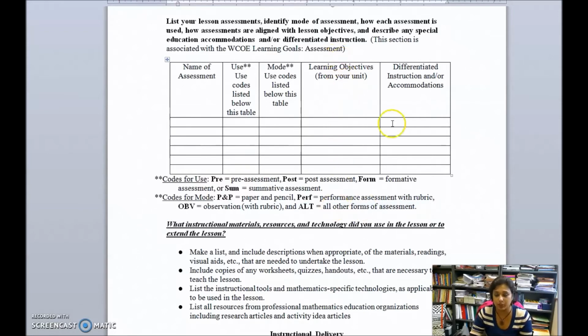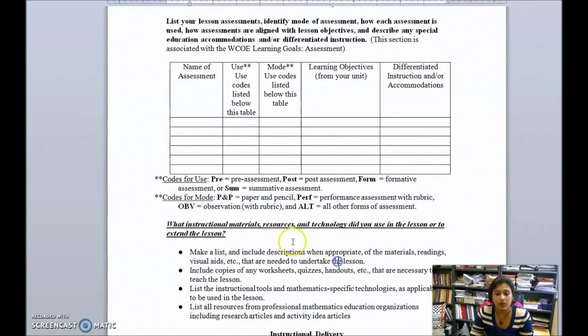You'll put your learning objectives, and you have to differentiate instruction for the assessment. What are you going to do? An example I will give you is, let's say you're doing a Kahoot. To differentiate instruction, I will read the questions aloud if that is something the students struggle with, if you have talked about reading levels in your part 1.